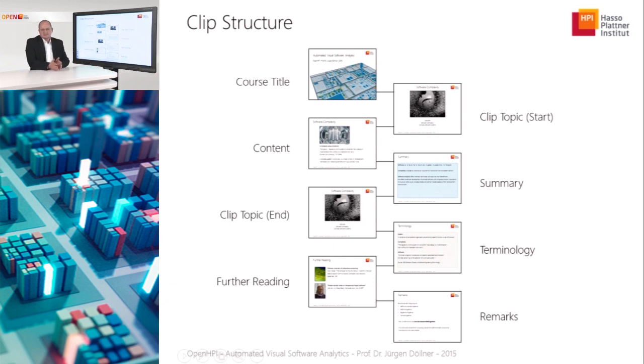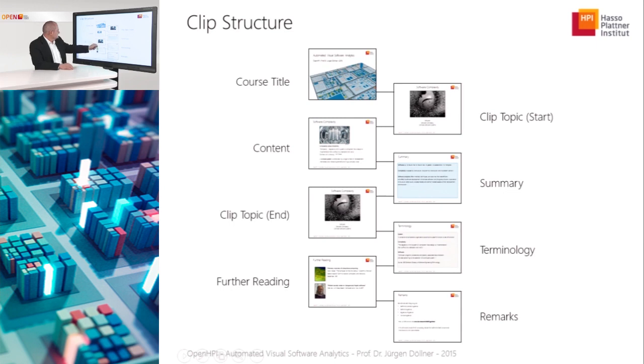So let's talk about the clip structure. Every part, every clip for these parts has a structure that is outlined here. It starts with a course title, the course topic. The topic also includes the contents of the individual clip. Then we have several slides for the contents of a given clip. It's always finalized by a summary that summarizes the contents of the clip.